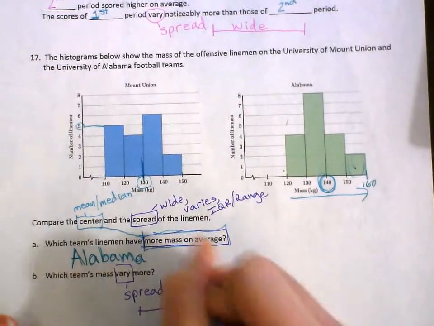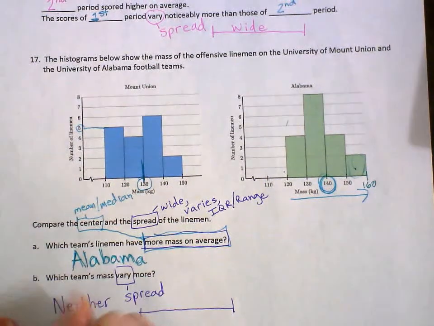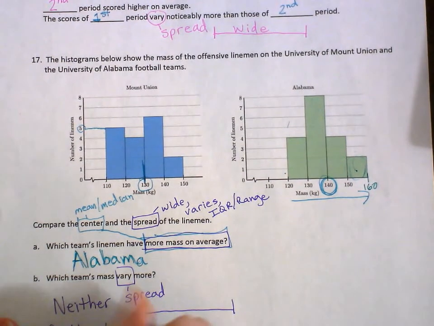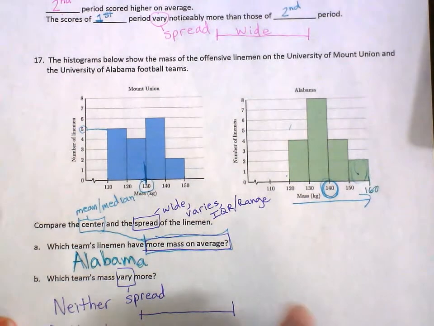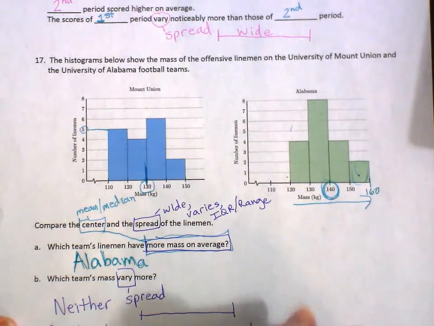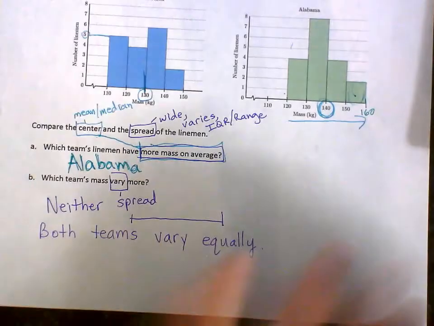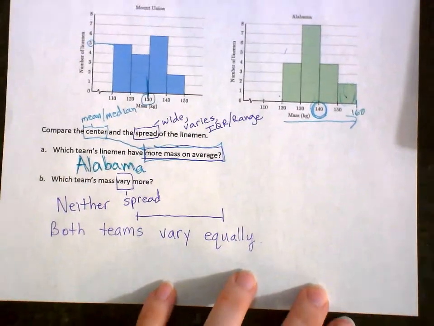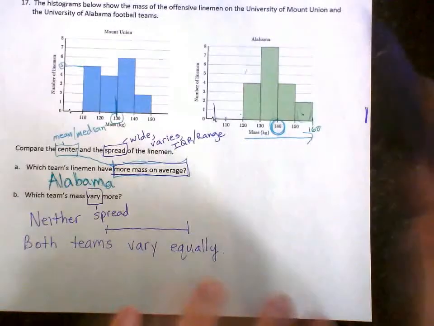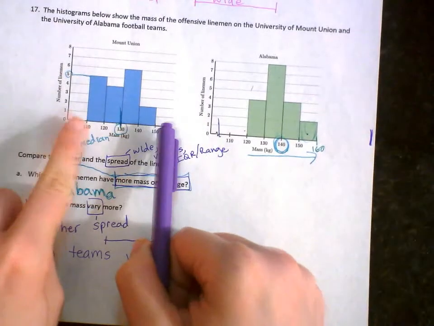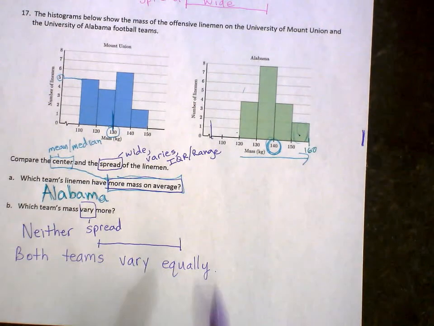Which team's mass vary more? Neither. Both teams vary or spread equally. You would be able to tell if one team's weights were all the way from here to here. You'd be like, man, that's a lot wider than this. These both are just 4 bars all touching. So they vary equally, they spread out.